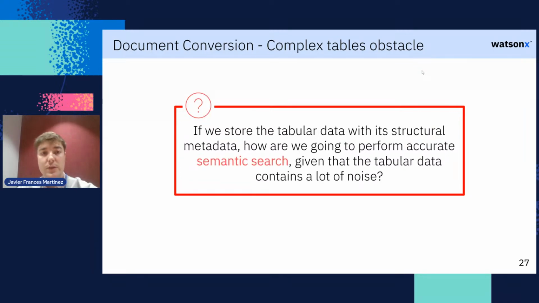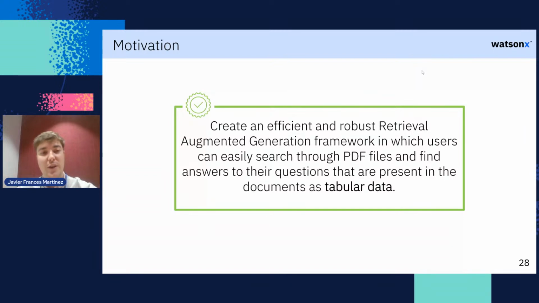And also, if we store the tabular data with its structural metadata, for example, storing the table in HTML format, am I going to be able to perform accurate semantic search, given that the tabular data contains a lot of noise? If we look at an HTML table representation, you will see that there is a lot of noise and a lot of tags that might dilute the semantic meaning of the table itself. And so here we have the motivation of the project: creating an efficient and robust RAG framework in which users can easily search through PDF files and find answers to their questions that are present in tabular data.